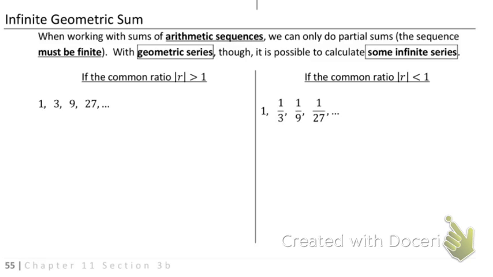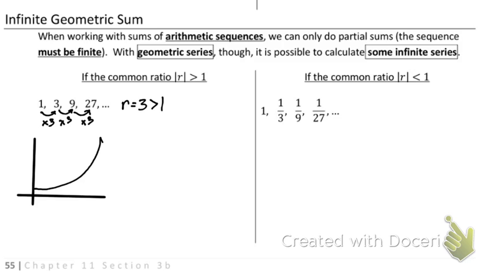So let's look at this first one. This first one is if my absolute value of r is bigger than 1. So in this case, I'd be multiplying by 3. So that's times 3, times 3, times 3. My r equals 3, which is definitely bigger than 1. In these cases, our numbers just keep getting bigger and bigger and bigger. So a graph of this might look like, real rough, we're not worried about perfection. It's just going to keep getting bigger and bigger and bigger.